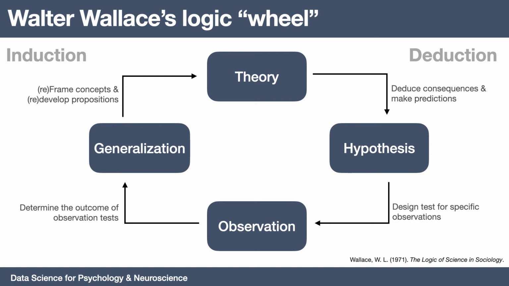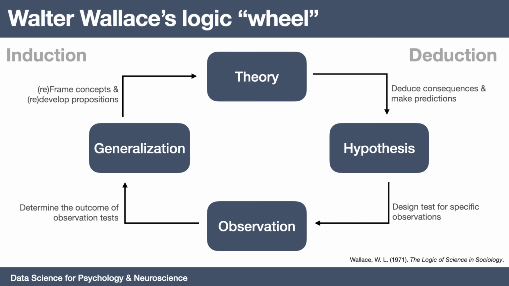The process of science, as described by Wallace's logic wheel, is the same process of data science. You have some theory about the way the world works. You form a hypothesis, in this case, the form of a model with which you're going to analyze your data. You take a set of observations and test your model against it. You evaluate the generalizability of that relationship. And then you use those observations to refine your high-level theory. Data science is a science, and so it follows those exact same logical processes.